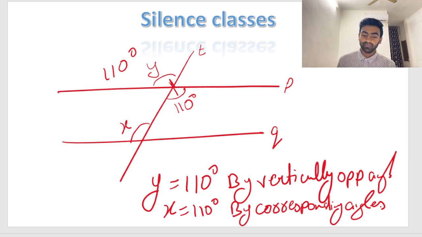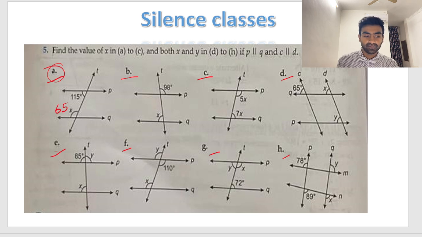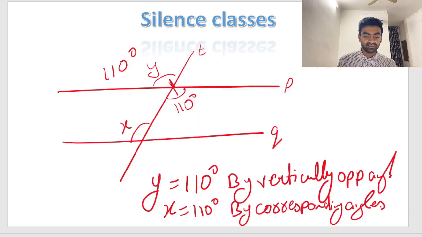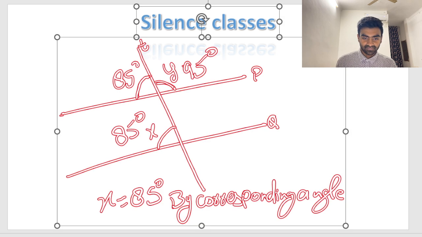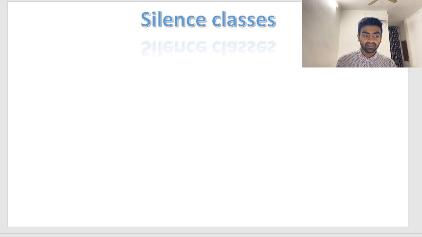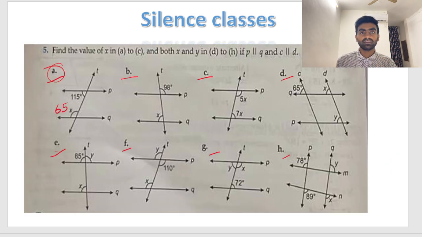Okay, so it is very easy. Now let's do the next question, that is Z. Questions are very easy. You guys just have to remember the properties: linear pair of angles, corresponding angles are equal, alternate interior angles are equal, and the sum of the co-interior angles is 180 degree. You have to remember all this, and you will do the questions very easily.